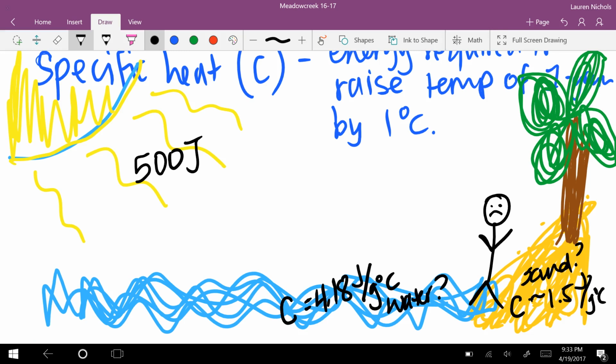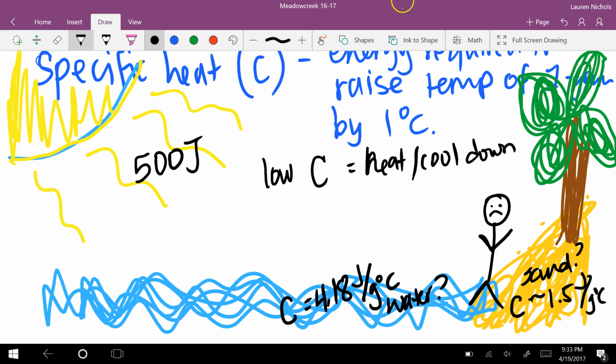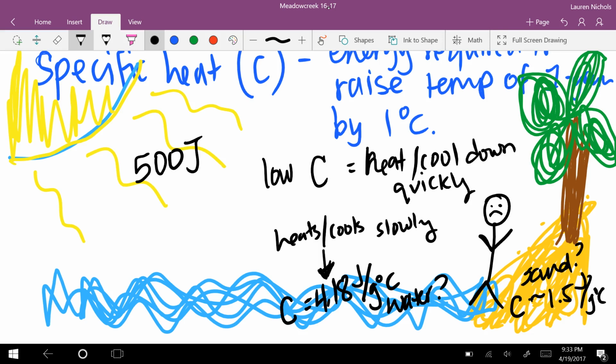Okay, so this explains why the concrete around your pool is so hot, but the water in your pool is nice and cool. So a low C number means things heat up and cool down quickly. Because water has a pretty large specific heat when compared to other things, it heats and cools slowly, because that number is so much bigger.